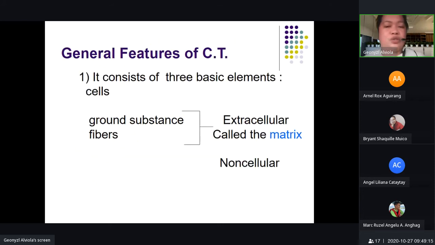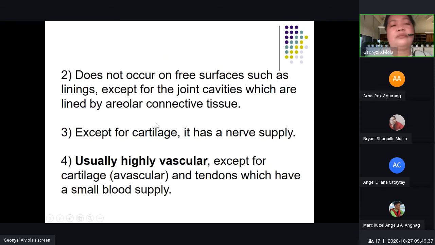General features, which are not found in other tissues: they have a matrix or ground substance with fibers. It is called the matrix, and this is not found in epithelial tissue. So, this is unique to them. It does not occur on free surfaces such as linings except for the joint cavities, which are lined by areolar connective tissue.